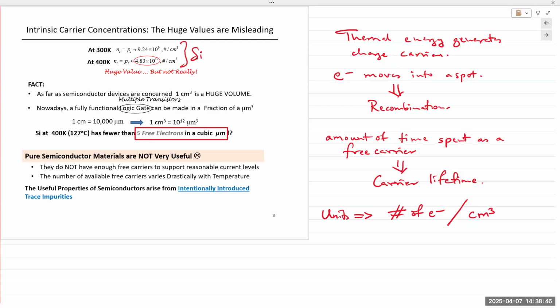So the question being asked is, does time matter for intrinsic carrier generation, the number of electrons? No, not really. The answer is no, because at any given temperature, there are electrons that are constantly moving out of their spot, and for lack of a better word, they'll be alive and spending their life as a free charge carrier for a certain portion of time. Then they jump into a spot, recombine, and the charge goes away.